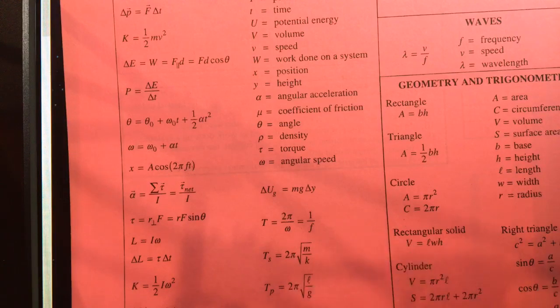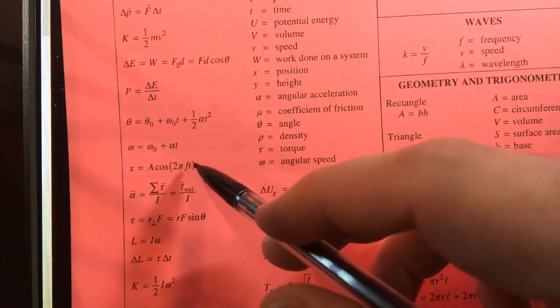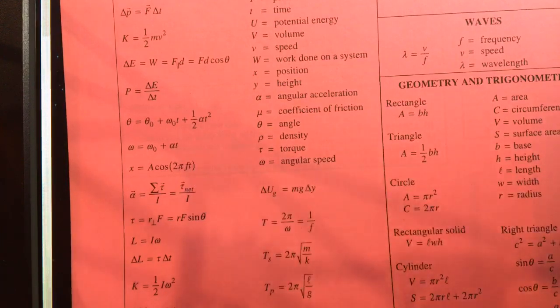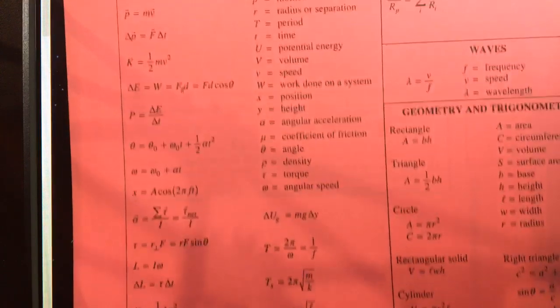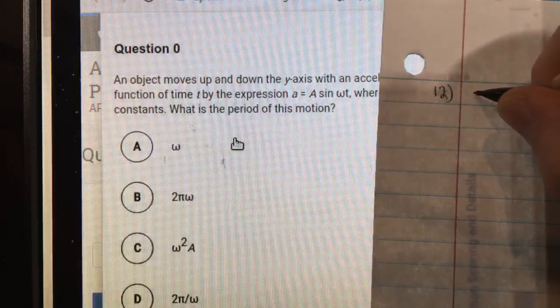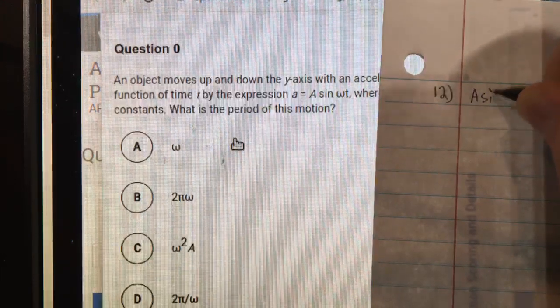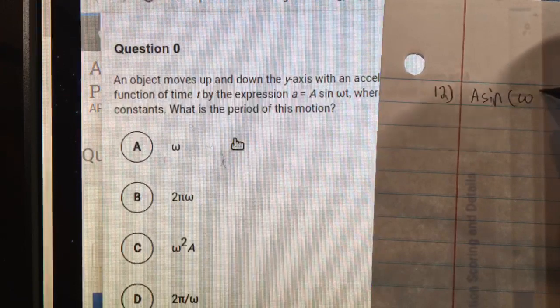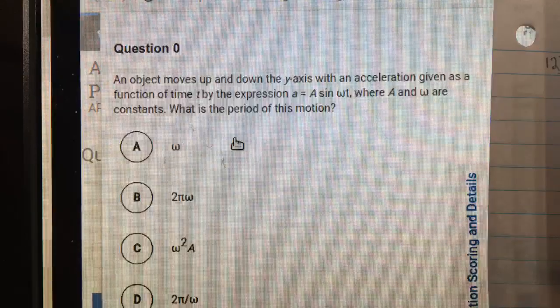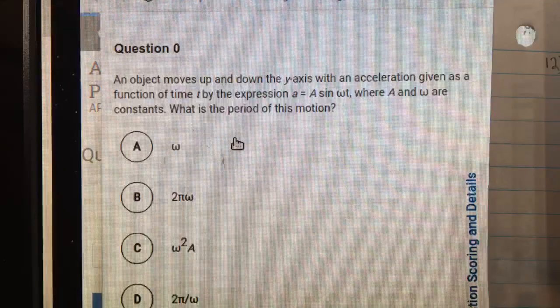We're going to be using this equation. We could be given the equation in this form. Here we're trying to find angular frequency. So they give us that equation. We know our equation is amplitude of the wave times sine of the angular frequency times time. So we want to find the period of this equation.